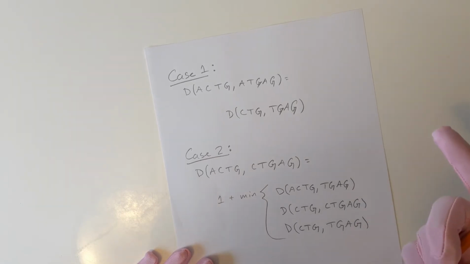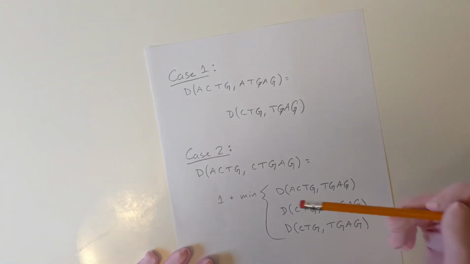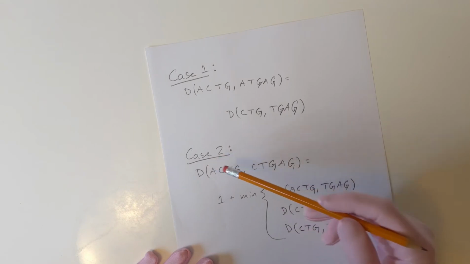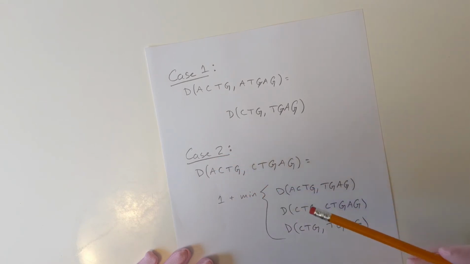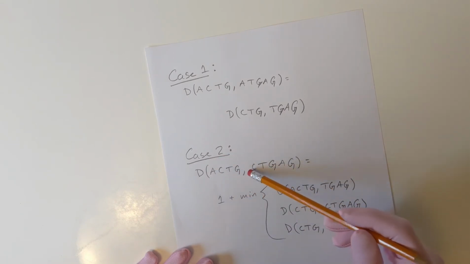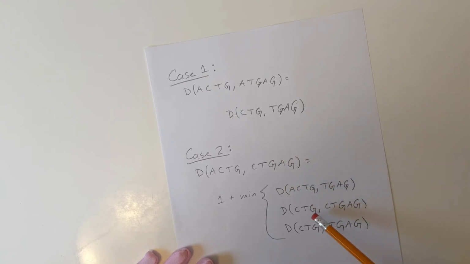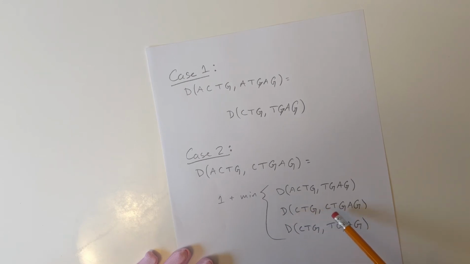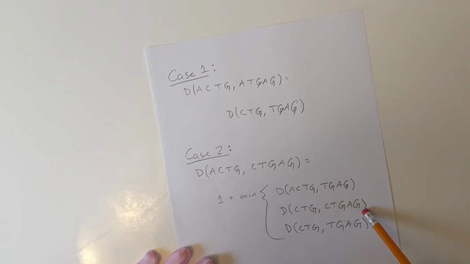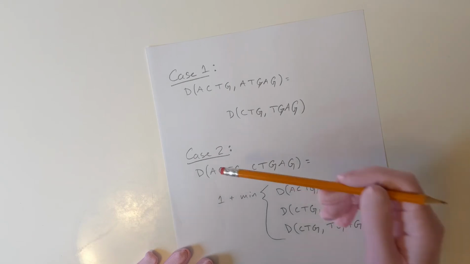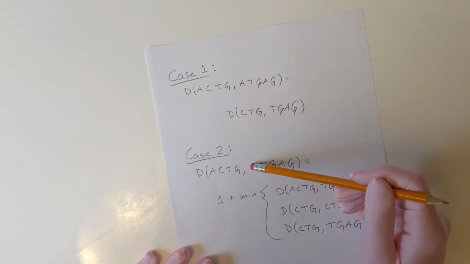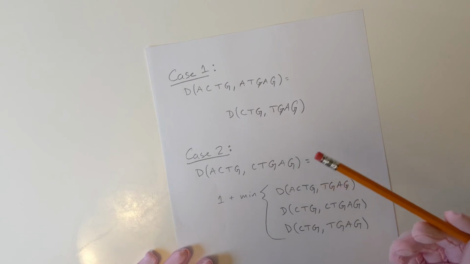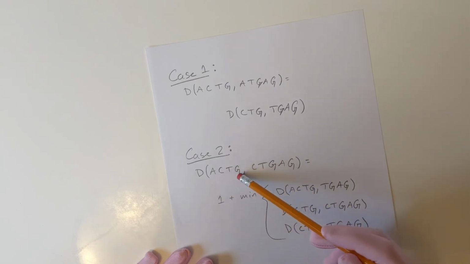So that's one option. A second option would be to delete the A from here and then transform CTG into this whole thing, CTGAG. So then I would have 1 for deleting that A plus whatever the distance is between CTG and CTGAG. And the final option would be to change the A into a C and then use whatever distance is between CTG and TGAG, right?